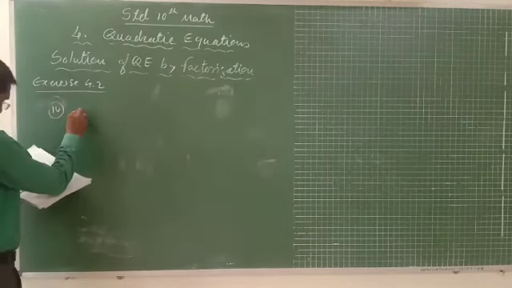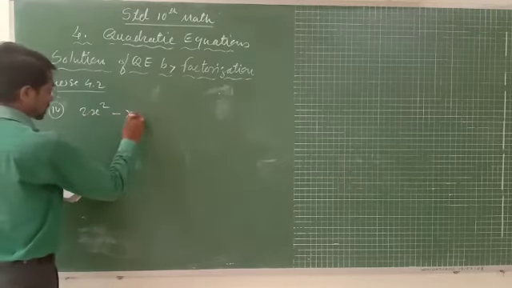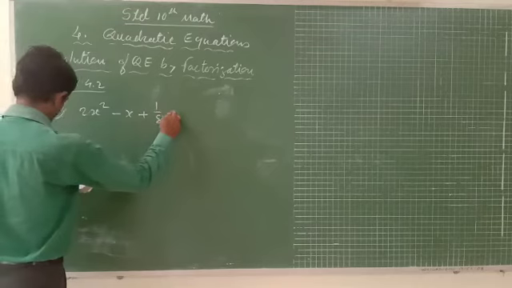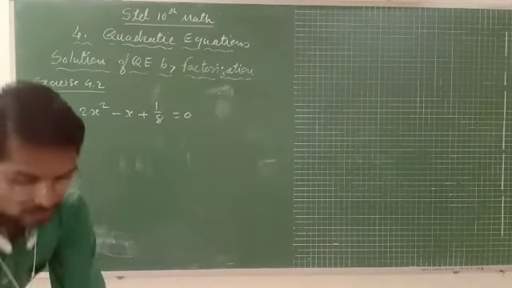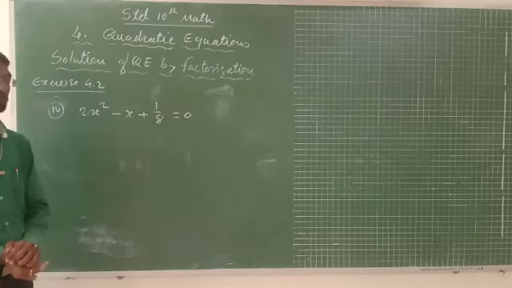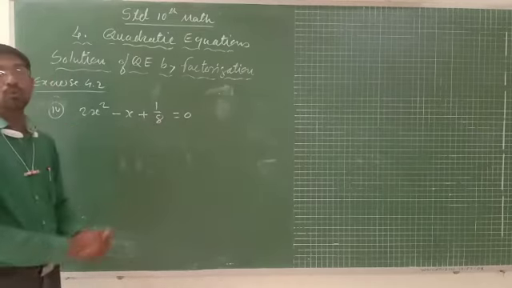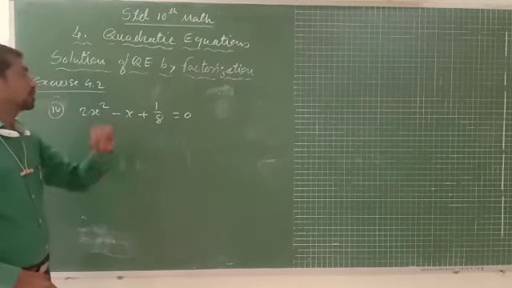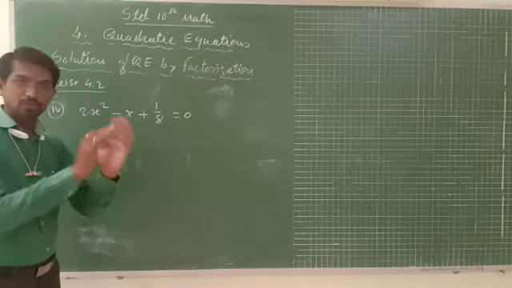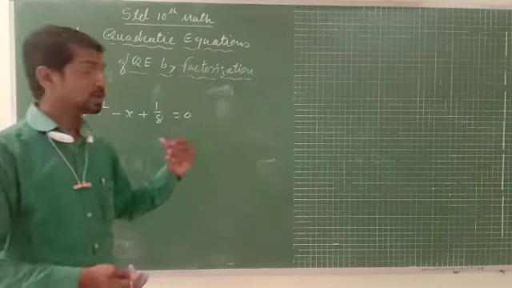Fourth question. This is 2x squared minus x plus 1 by 8 is equal to 0. Yes, how is it again? 2 and 1 upon 8, you have to multiply, so you will get 1 by 4, and again you can split. So there is an easier way of doing this one. We make this equation easier.